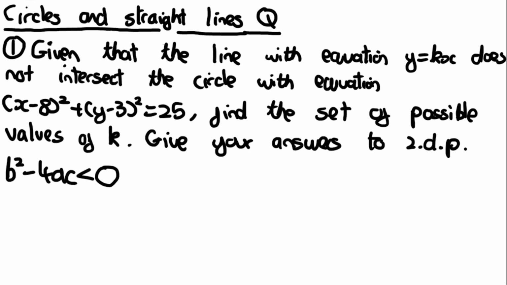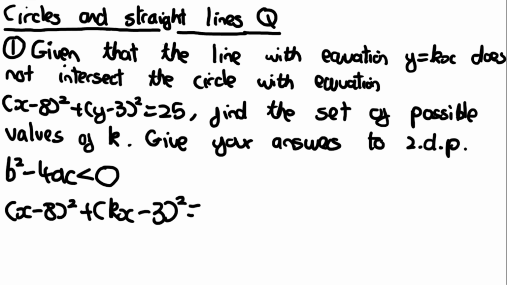So the way we're going to do this again is we need to make y or x the subject for the line, but y is already the subject, so this is quite useful to us. And then we sub this into the equation of the circle to do (x - 8)² + (y)², which is kx, because we're subbing this into it, (kx - 3)² = 25.